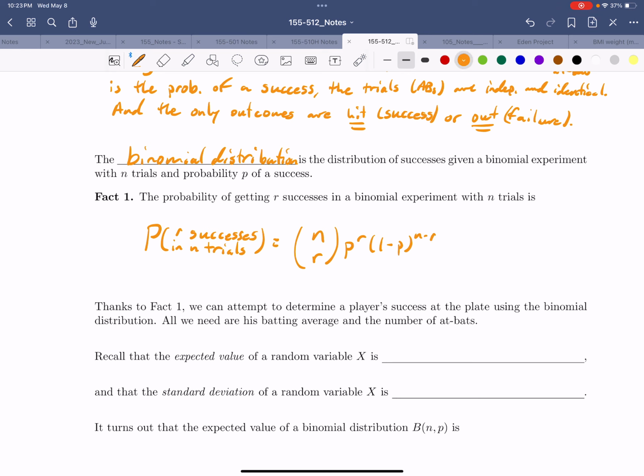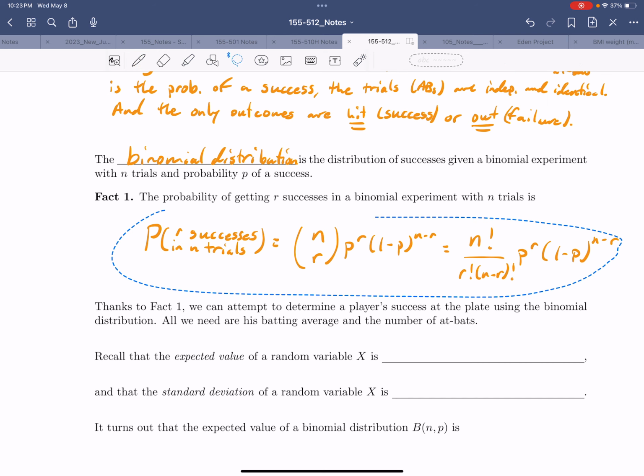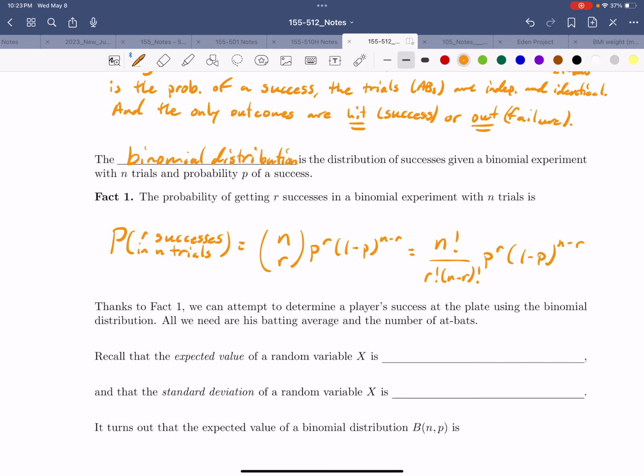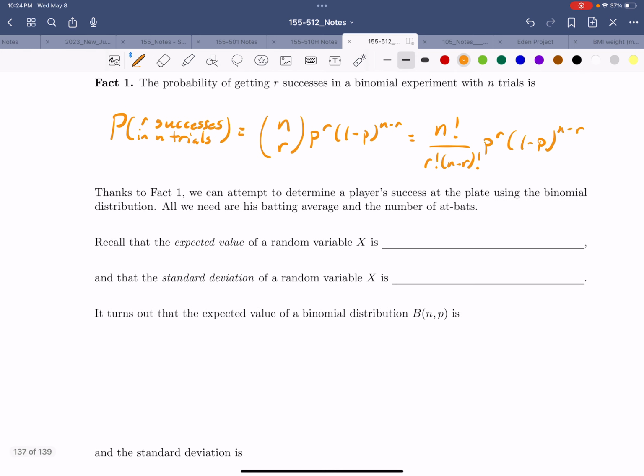And in case you're wondering what that means, it turns out it's N factorial over R factorial times N minus R factorial, all times P to the R times 1 minus P to the N minus R. You can just go ahead and skip this. We don't need to know this. I just want to point out that this is a thing. When we use Minitab, this is what Minitab is doing. If this does interest you, then you should take discrete mathematics. You learn all about this stuff. Or combinatorics. It's lots of fun.